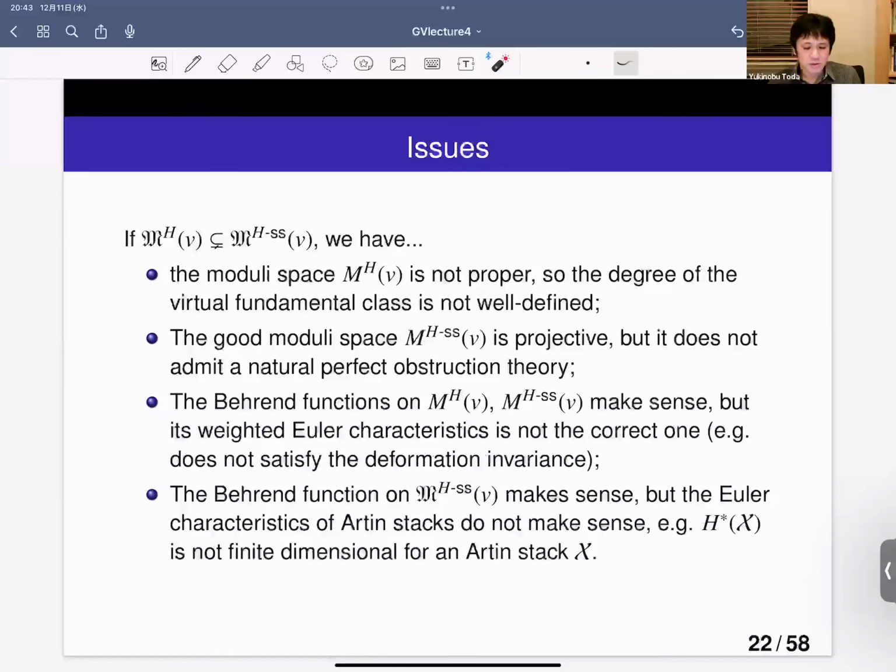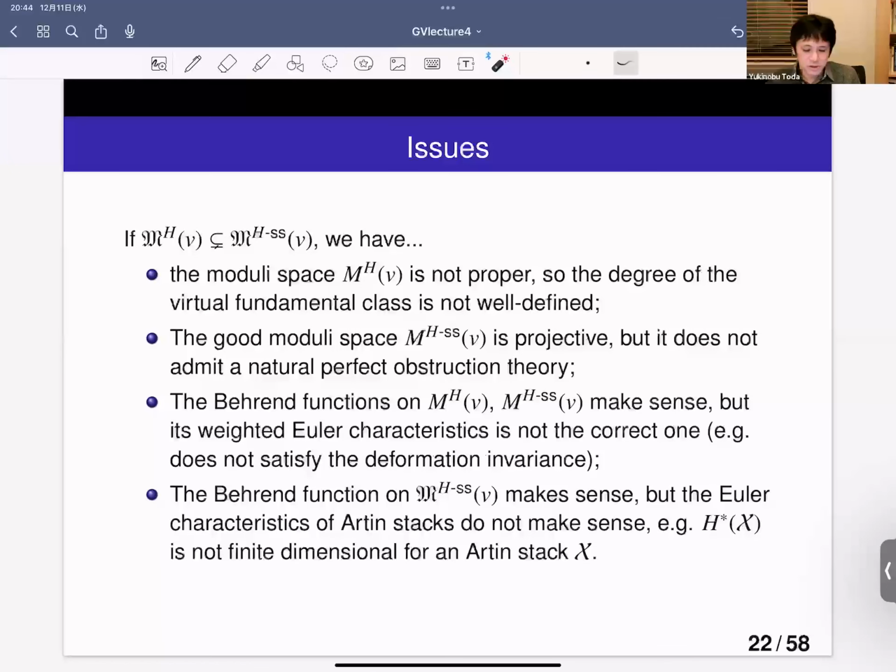So then we can try to consider, instead of this one, the good moduli space of semi-stable sheaves. Now this is projective. So this gives a compactification of this moduli space of stable sheaves. However, the natural perfect obstruction theory does not extend to here. This is basically because, by getting rid of the trace part, we still have the contribution of the x0 and x3 because they are not one-dimensional.